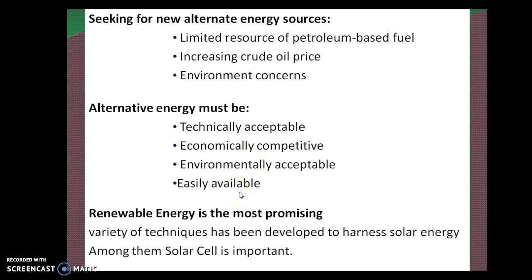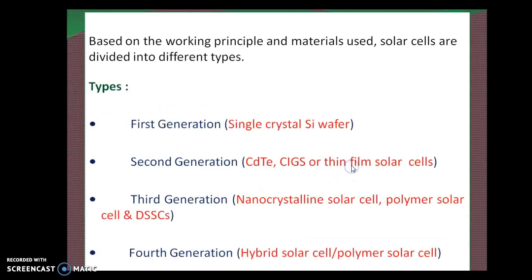There are a variety of techniques that have been developed to harness solar energy. Among them, the solar cell is very important. Based on the working principle and materials used, solar cells are divided into different types: first generation, second generation, third generation and fourth generation solar cells.